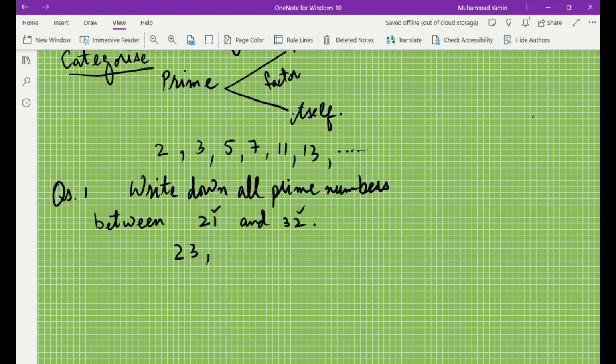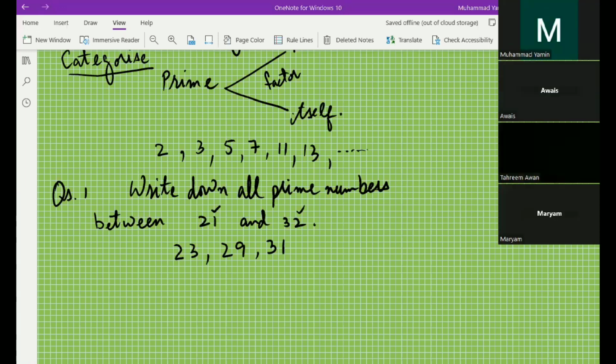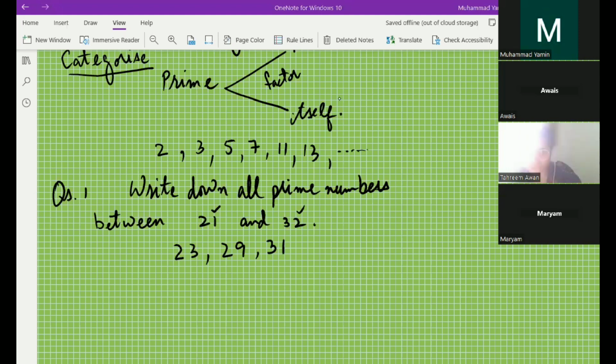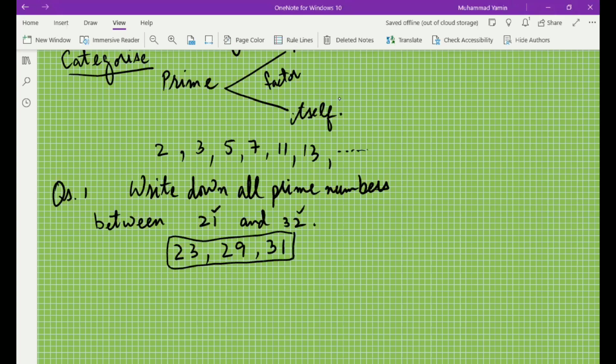Then comes 29. 29 is a prime number, so we'll include it in the list. After 29, 30 is an even number, so it is not a prime number. Then 31 is a prime number. Yes, good. So all these numbers which we have seen right now will be the answer of this question.